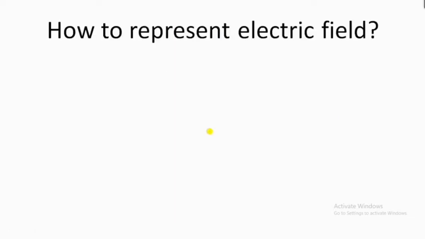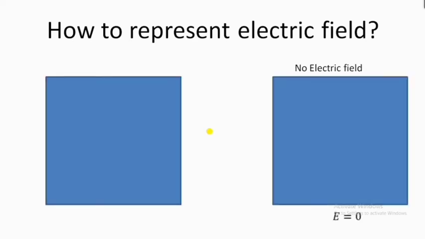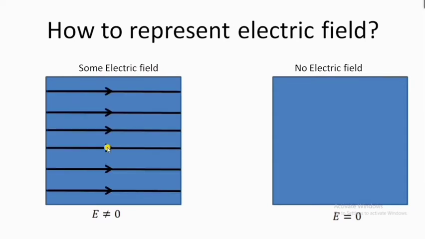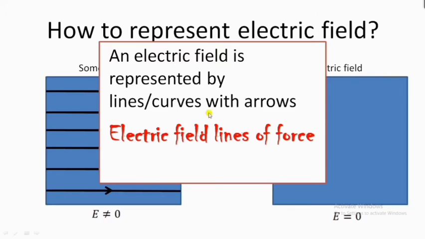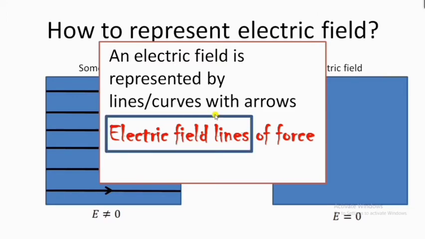How to represent the electric field? Suppose we have two regions. In one region there is no electric field and in another region there is some electric field. Now how to differentiate these two regions? To represent the electric field we draw lines with arrows, and these lines are electric field lines of force, and sometimes we only call them electric field lines, but the actual name is electric field lines of force.